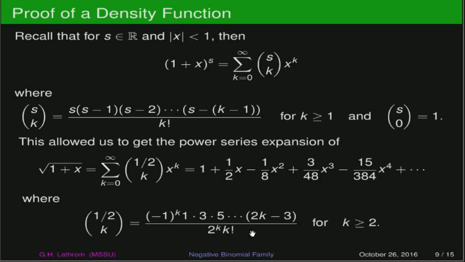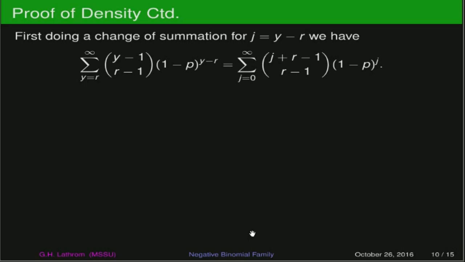So now let's see if we can maybe rewrite what we will have as our PDF to take advantage of these binomial expansions. And so we start off with our sum from r up to infinity of y minus 1 choose r minus 1 times 1 minus p to the y minus r.